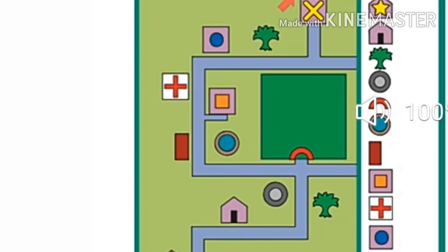Now children, you have to identify each symbol and write what it means. Observe the first symbol, what it indicates. It represents Rujira's house. The second symbol represents a house. The third symbol represents trees. So like that you have to find out the meaning of each symbol.